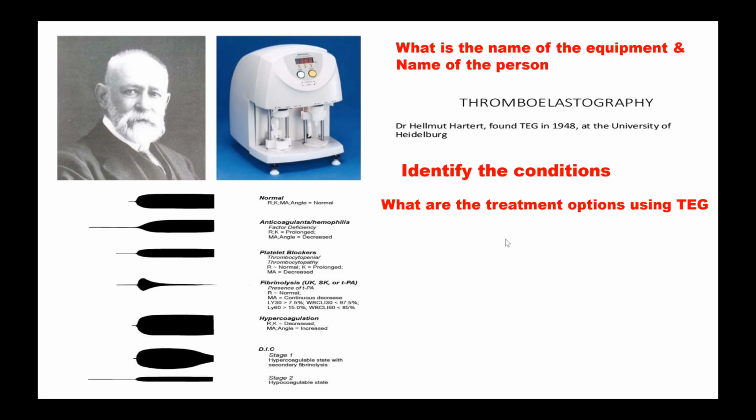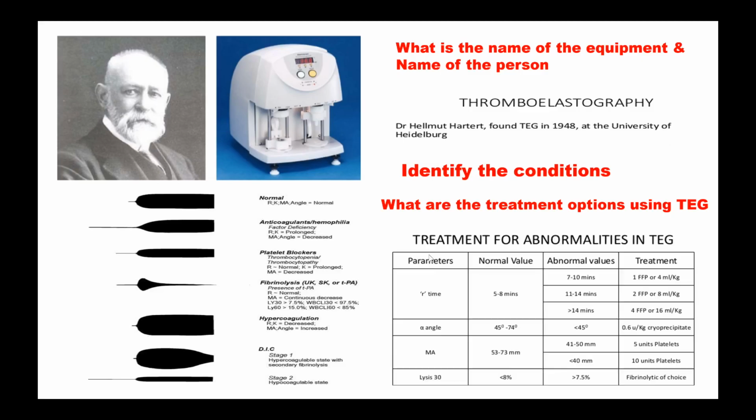What are the treatment options using the TEG? The various results you get are the options. First is reaction time. Normal is 5 to 8. If it is prolonged, then you have to give 30 ml per kg of FFP. If it is more than 11 to 14, that is, the onset of clot itself is very prolonged, go for 2 FFP. More than 14 minutes, 4.